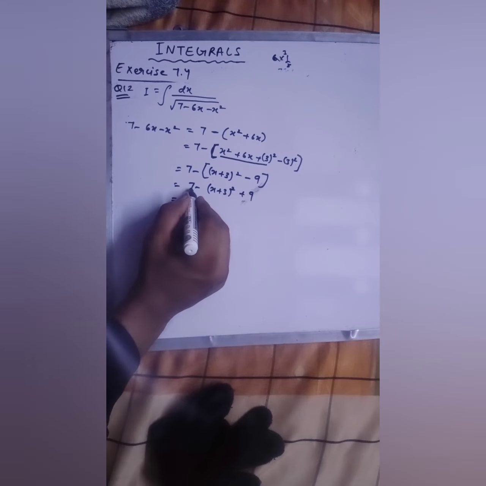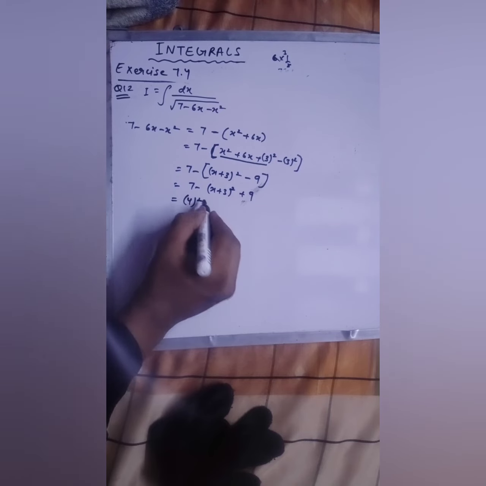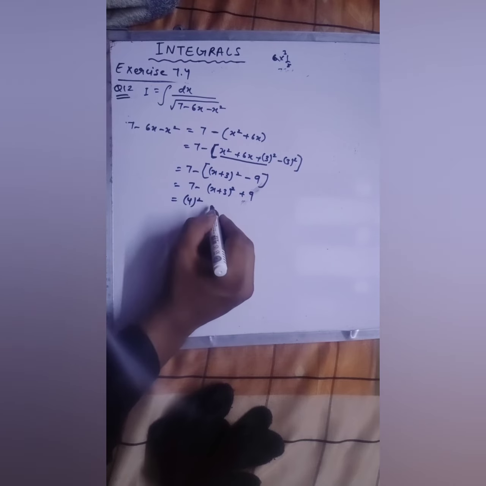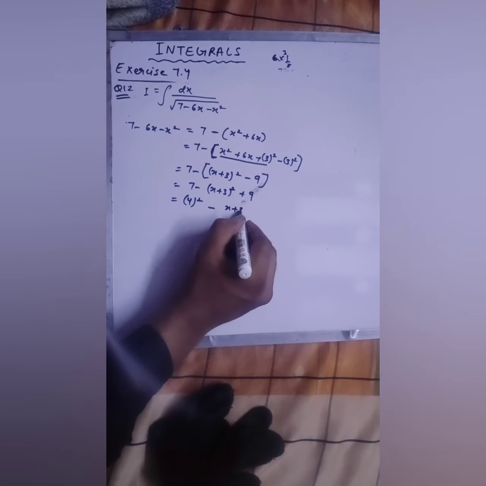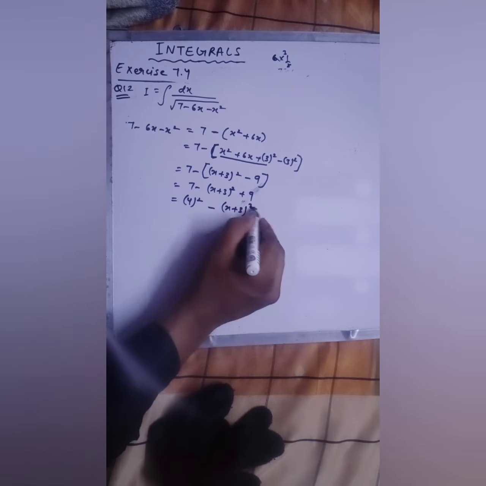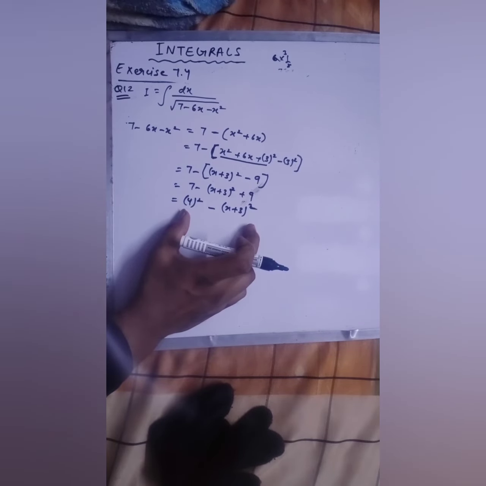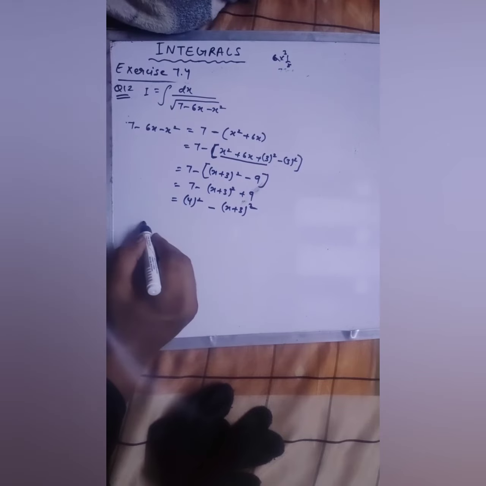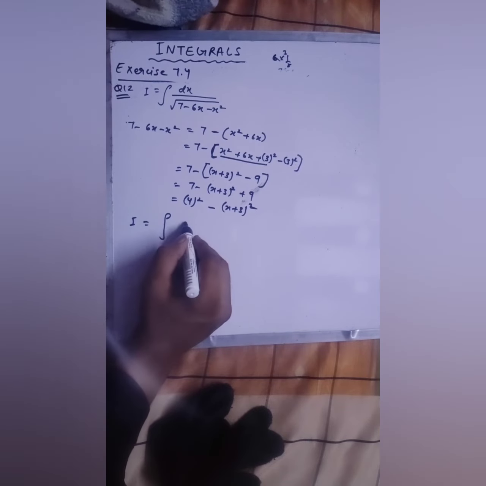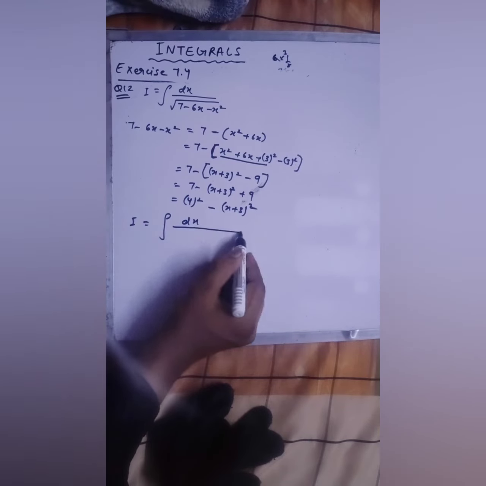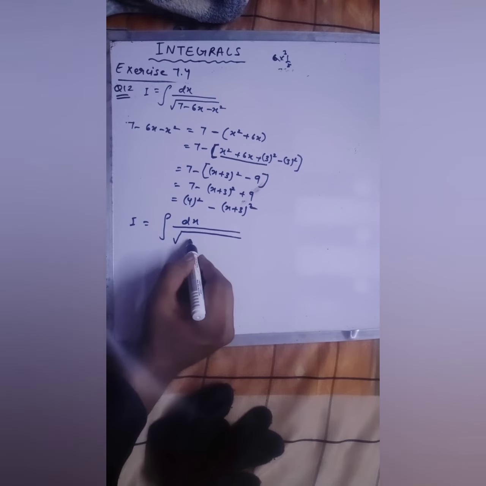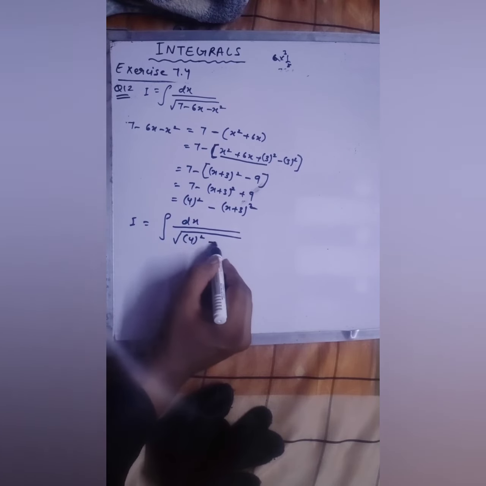So as you can see, 7 plus 9, that would be 16. So to 16 I am writing 4 whole square. It is again 16 minus x plus 3 whole square. So in place of this you can put this value. Okay, so I am putting this value. Your I is equal to dx over under root 4 square minus x plus 3 whole square.